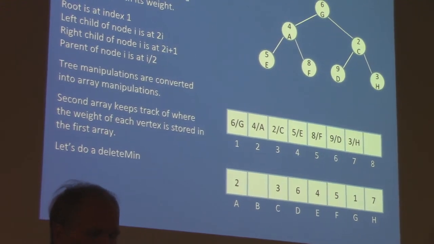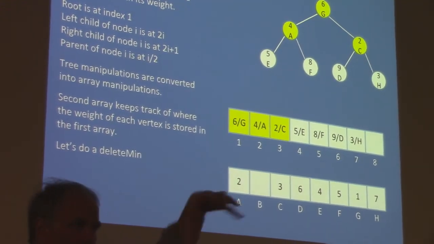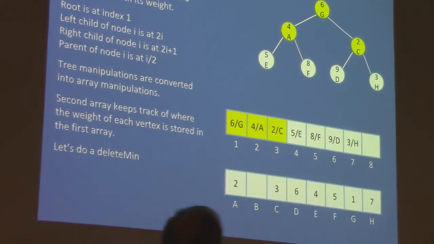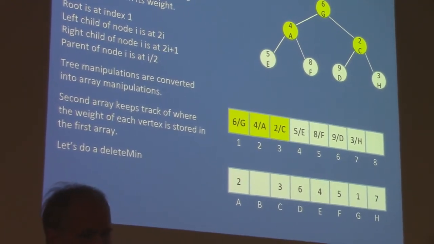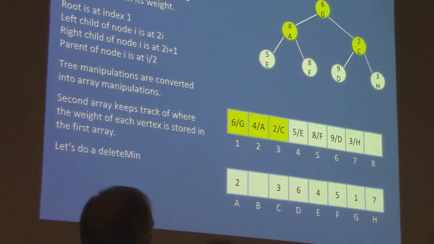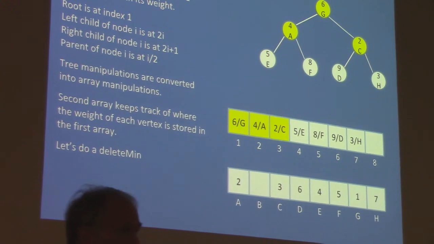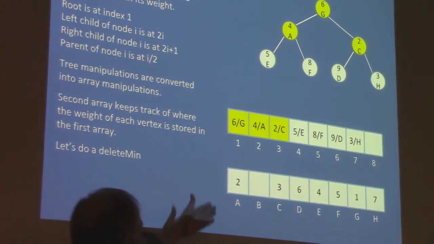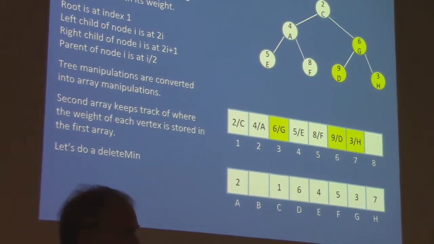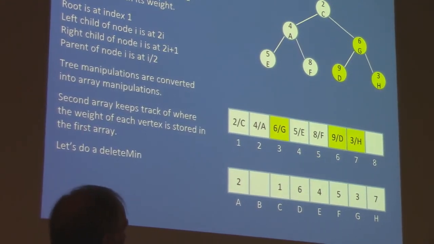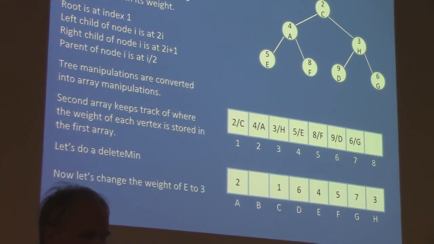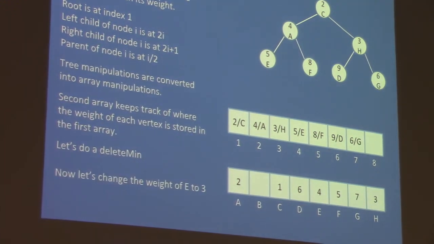Now we compare the root with the 2 children under it. That's what it turns into here. We have to swap the C and the G. So when we do that, we swap them there. We're going to be changing down here as well because the indexes are changing. So you'll see something change down here. Now we do that comparison. And again, there's a swap, and you'll see a change down here as well. Okay, so that's a delete min.